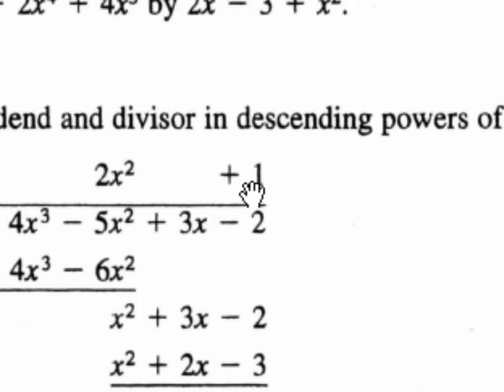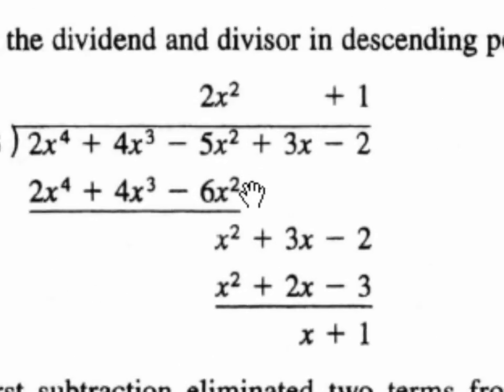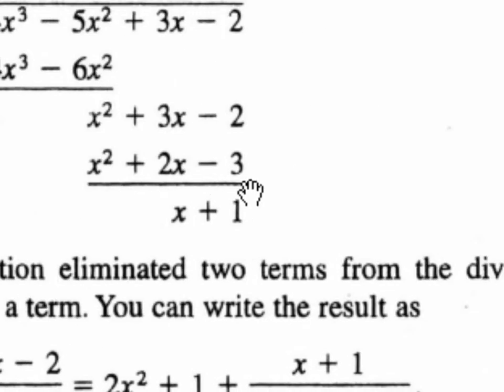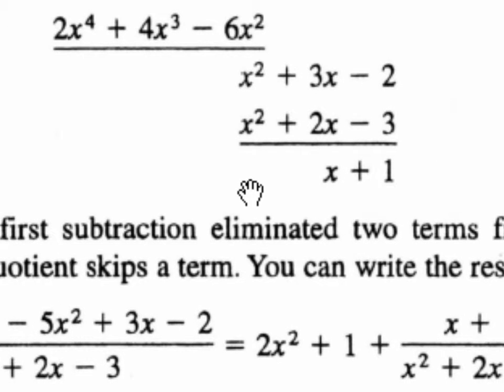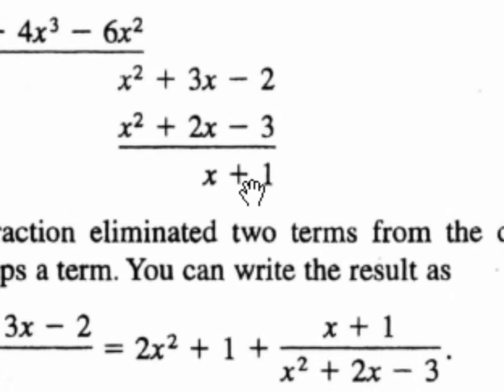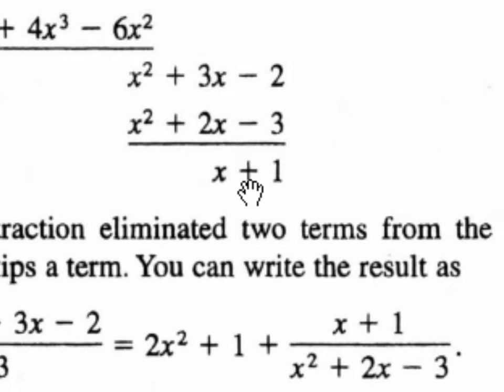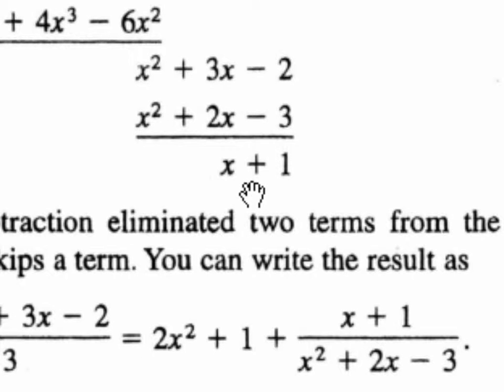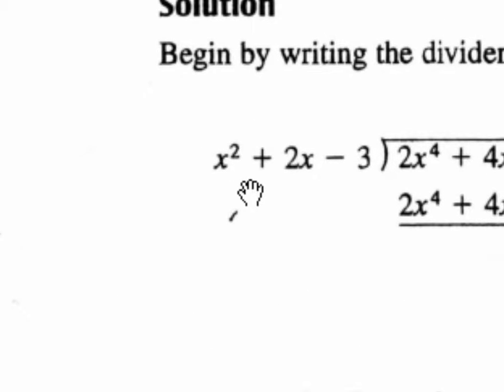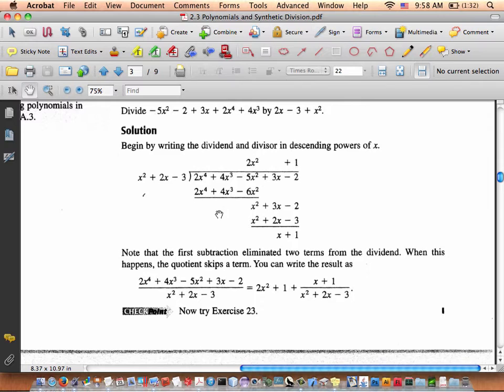So now we say x squared times 1 is x squared. 2x times 1 is 2x. Negative 3 times 1 is negative 3. And now we subtract. X squared minus x squared perfectly cancels. 3x minus 2x is 1x. Negative 2 minus negative 3 is positive 1. There's my remainder. The degree of the remainder is 1, and that is now less than the degree of the divisor. I'm now forced to stop. So here's the final answer. This now turns out to be 2x squared plus 1, that's the quotient, plus the remainder over the divisor.